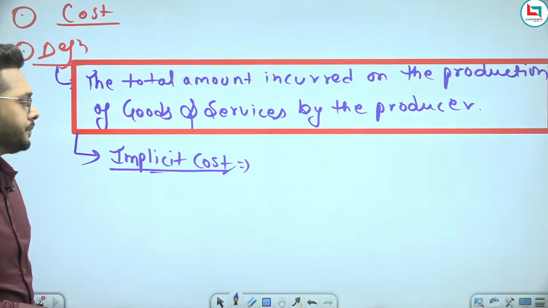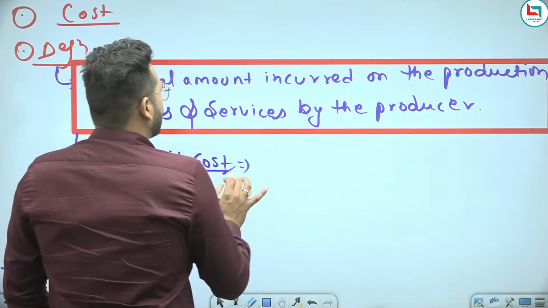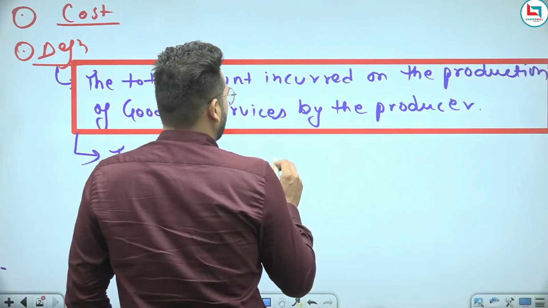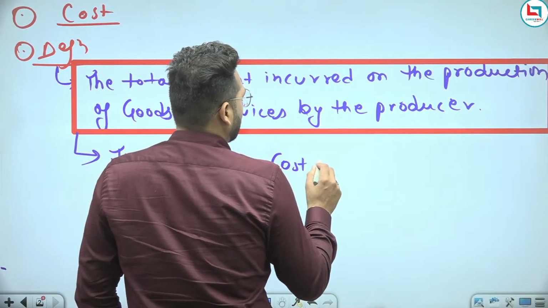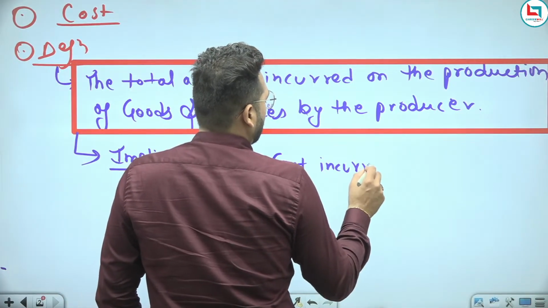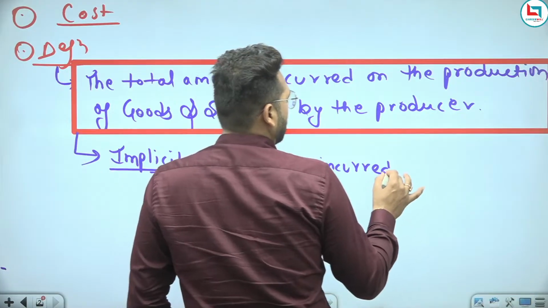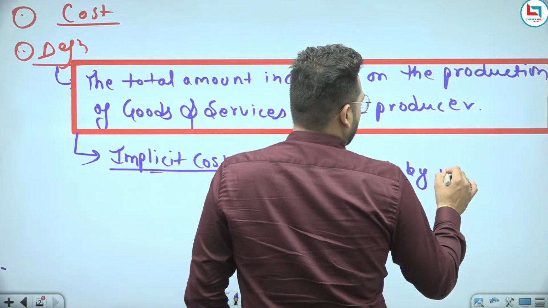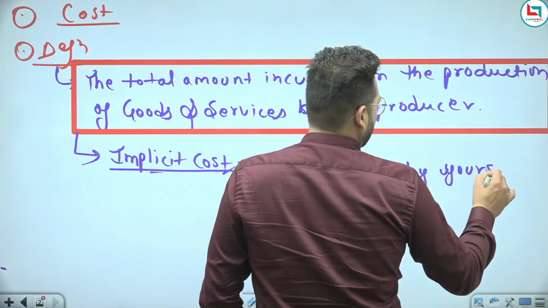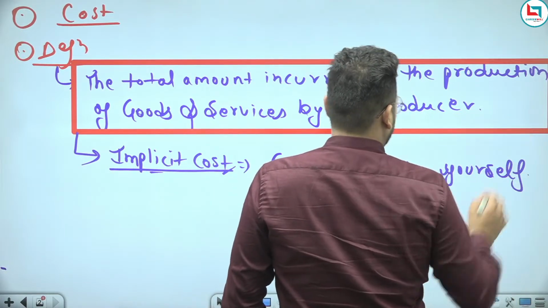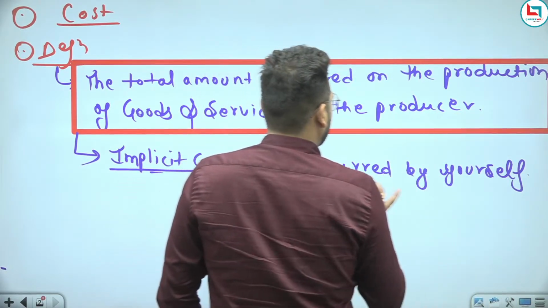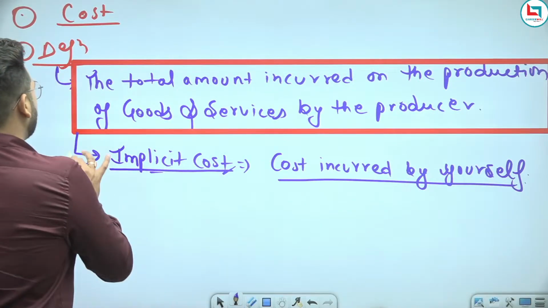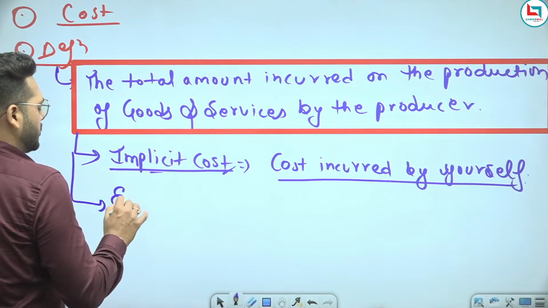Am I clear? So implicit cost is what? Cost incurred by yourself, right? Now another one is explicit cost.